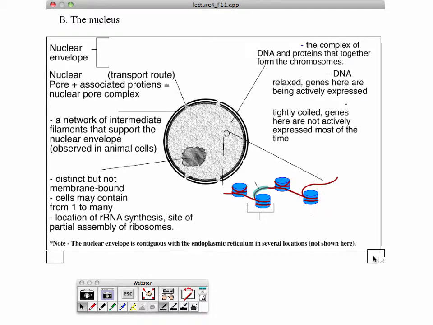So notice then that in the nucleus, we've got many layers and many pertinent structures, but the first one is the nuclear envelope. So the outer nuclear membrane and the inner nuclear membrane together comprise the nuclear envelope.